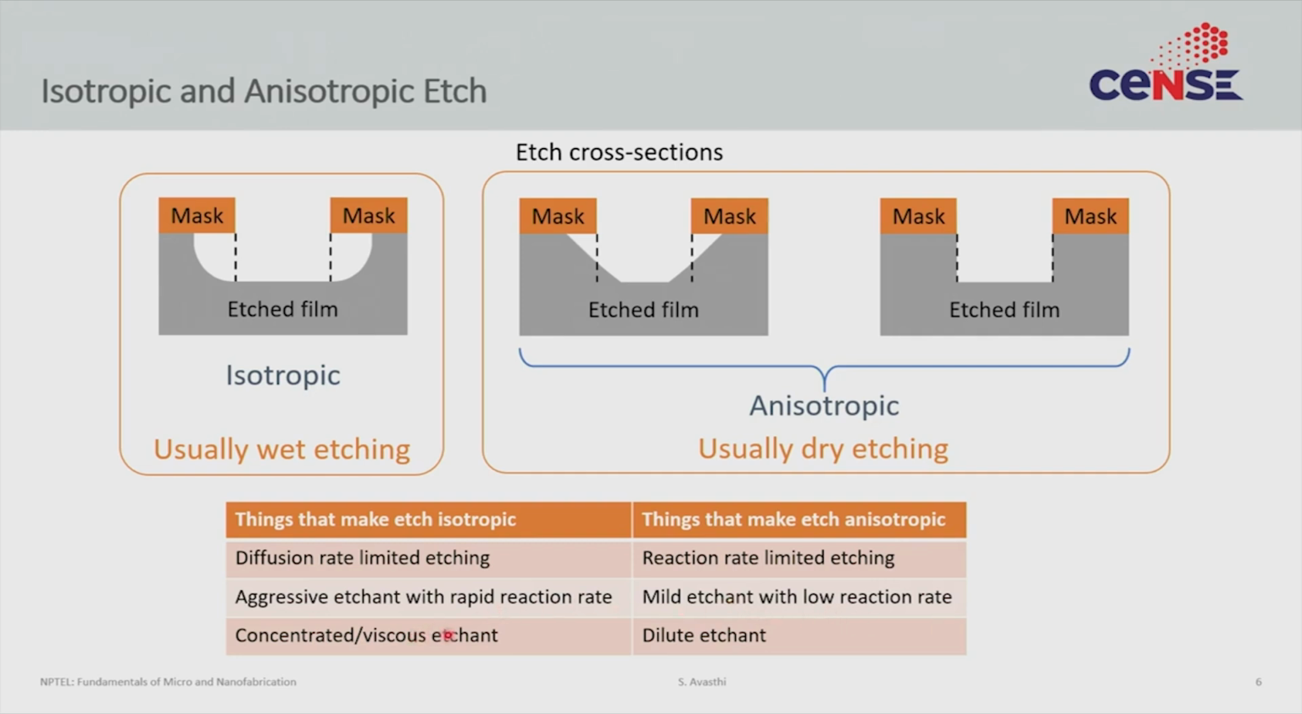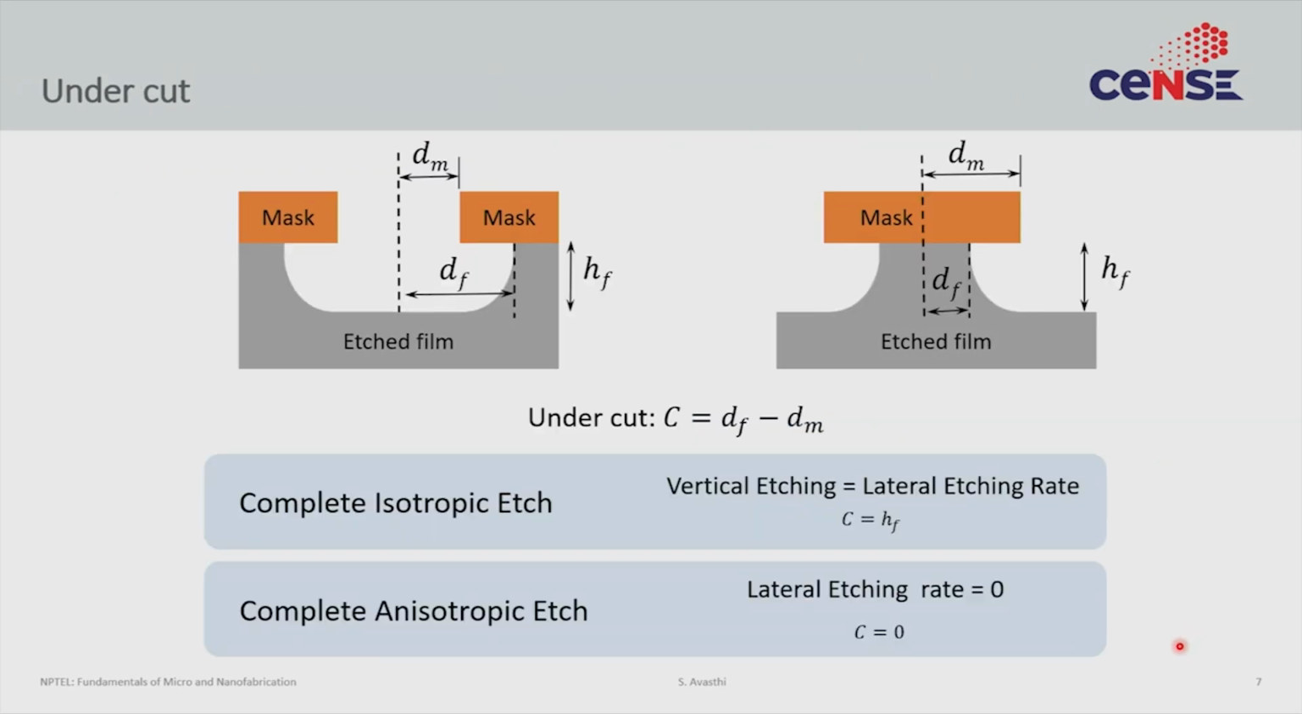Often concentrated and viscous etchants, where diffusion is very slow, are diffusion limited, and that tends to make etches isotropic. While dilute etchants, where diffusion is not a problem and surface reaction rate is the problem, often tend to be anisotropic etches. Now, these are just thumb rules. Details are fairly complicated, but it's a good place to start.